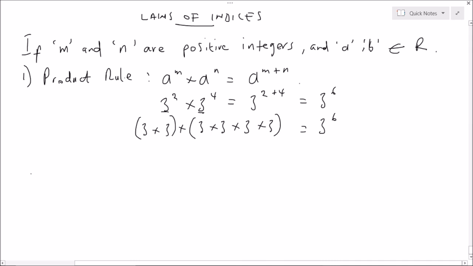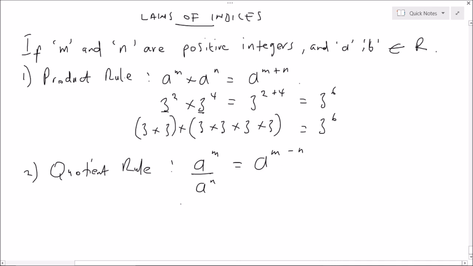Now, rule number 2, or the second law that we consider, is the quotient rule. Now, this rule states that a exponent m over a exponent n will give us a exponent m minus n. That is, if you are dividing two indices which have the same base, then we can simplify by subtracting the exponents as you have here.